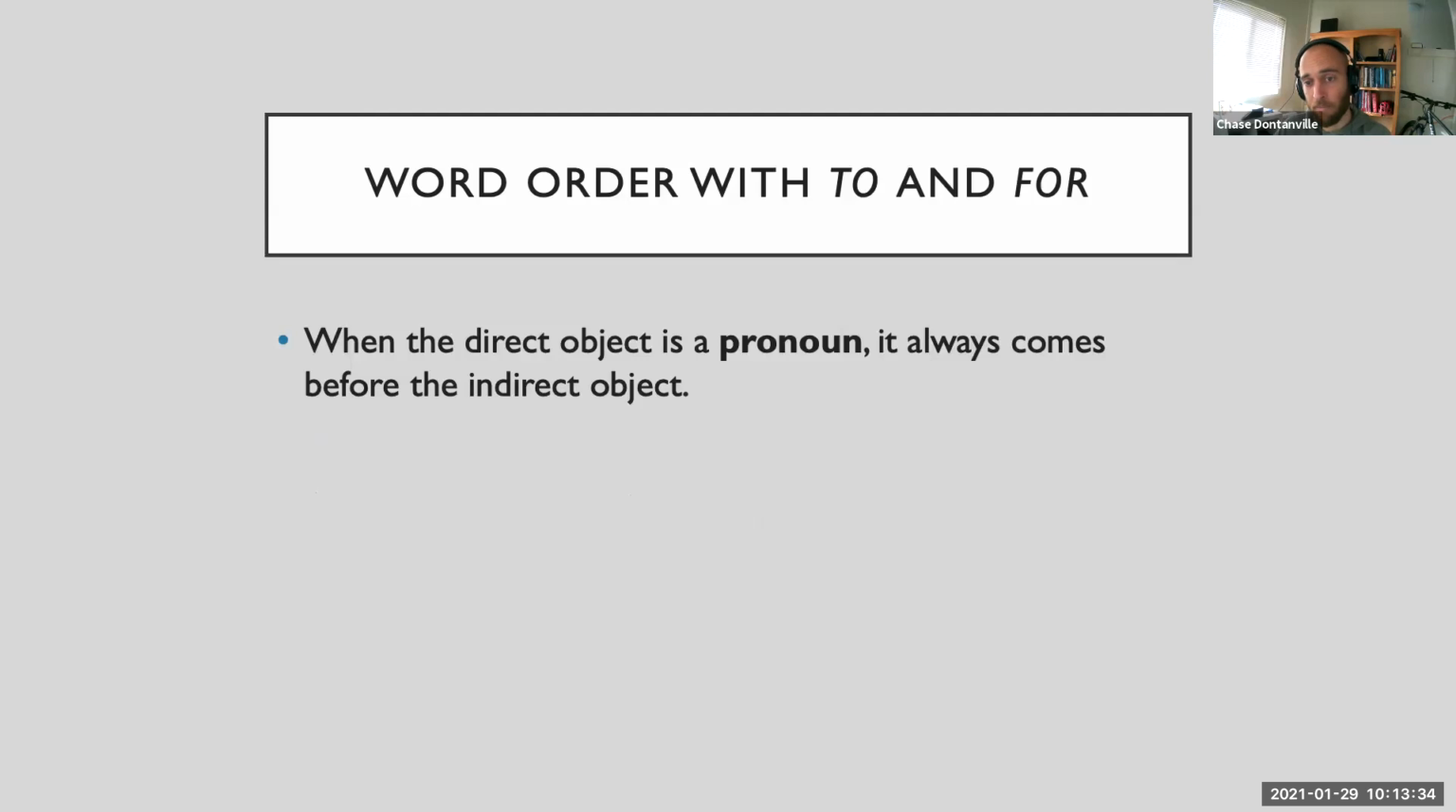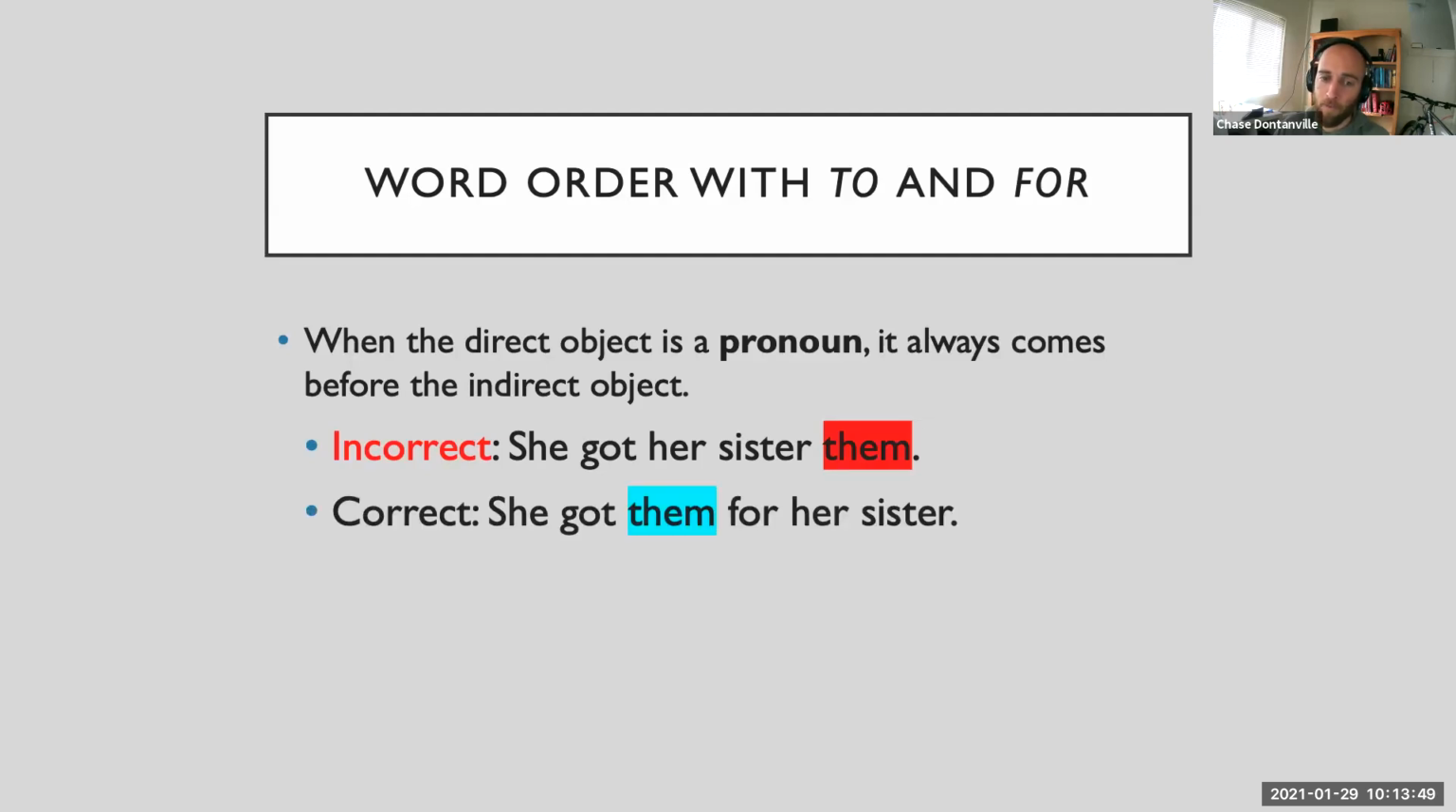When the direct object is a pronoun, it always comes before the indirect object, or it always comes first. So it's incorrect to say, she got her sister them. No, she got them for her sister. So maybe them can be shoes. So she got her sister shoes. She got them for her sister. Okay, the direct object is a pronoun, so it has to come first, right after the verb.